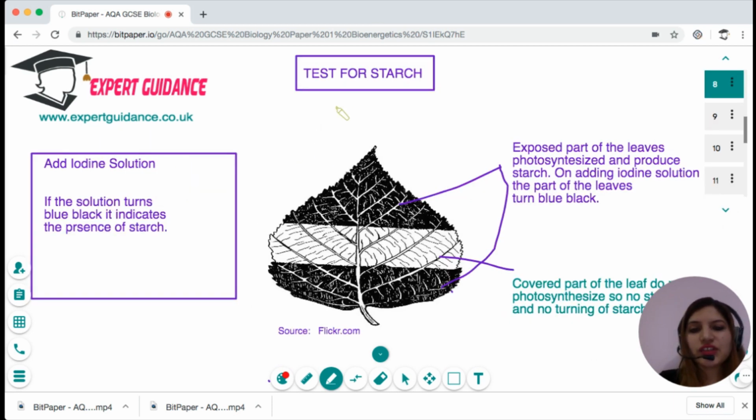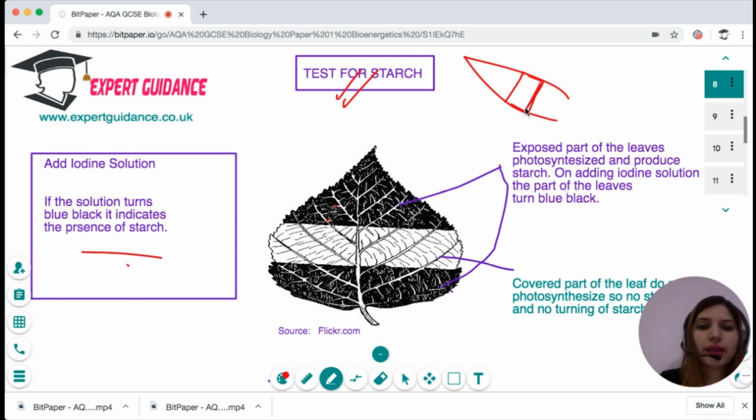Now there's a test for starch. If you remember from your school chemistry or biology experiment, if there's starch present, you add an iodine solution and the iodine solution turns blue-black. Now I'll take a leaf and cover one leaf with a small black tape in the middle, and then I'll put it into the light.